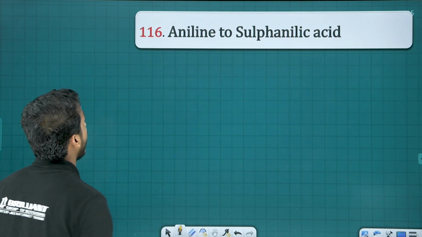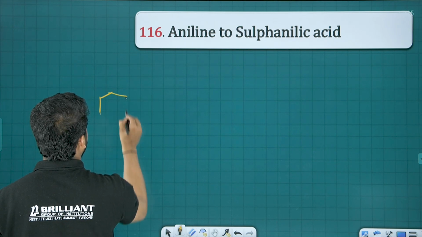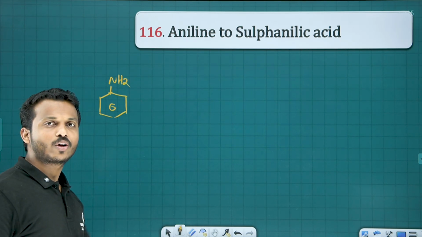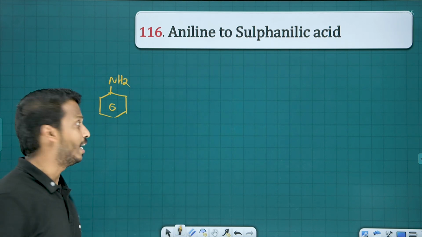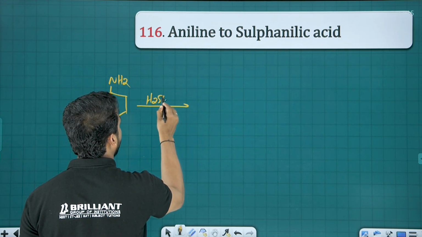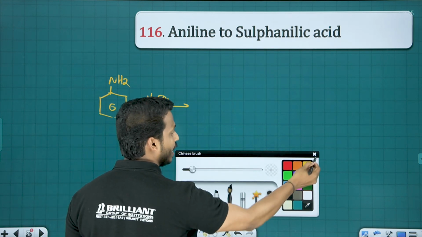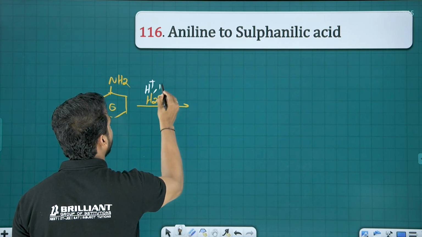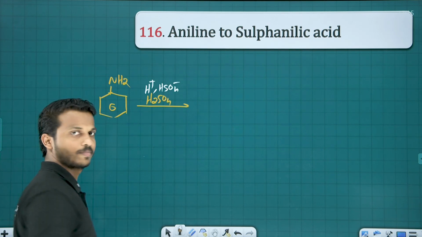Ready? Next one. Aniline to sulfanilic acid. You may have studied sulfonation of aniline. How will you convert aniline to sulfanilic acid? Aniline is first treated with what? Concentrated H2SO4 or fuming H2SO4, oleum. H2SO4 contains the ions H plus and HSO4 minus.